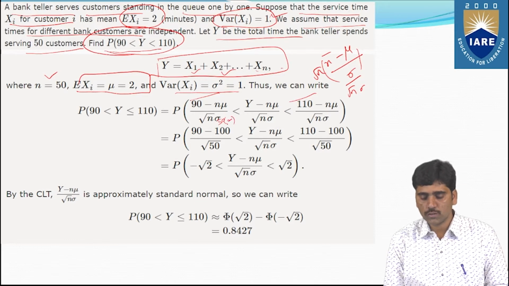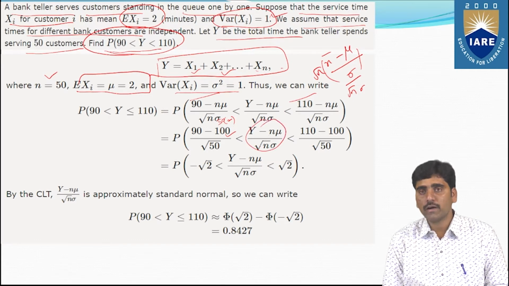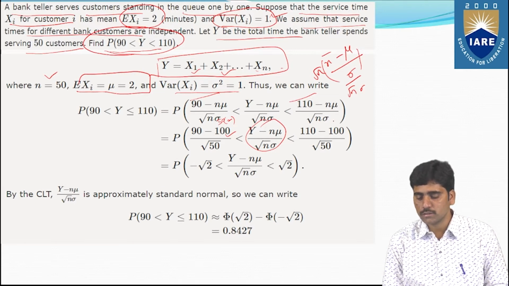So 50 into 2 is nothing but 100. And this one is common. So we need to find the range, right? So we can keep this like this only. And from here, 110 minus n means 50 into 200. So what will we get here?